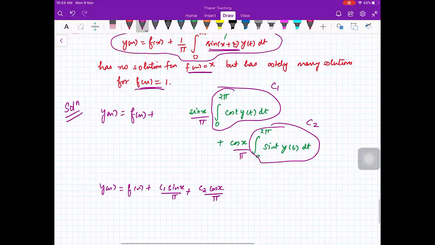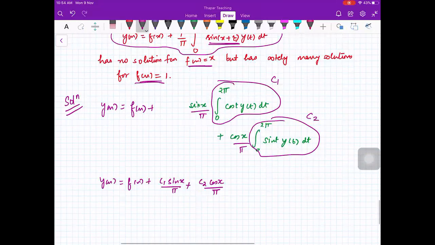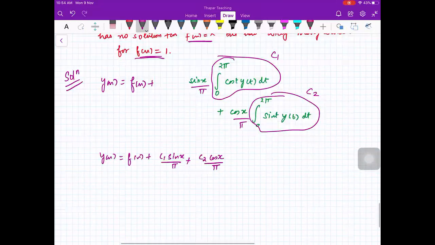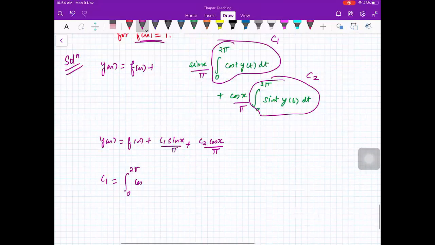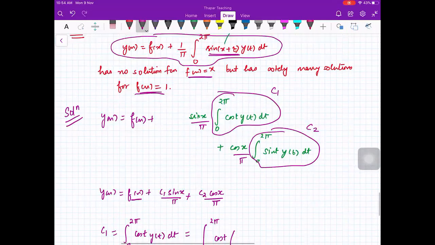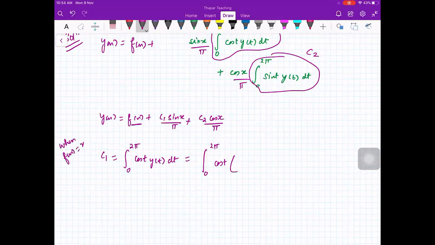Now you just again put the value back into C1. So C1 is the integral from 0 to 2 pi of cos t y(t) dt. Now, because we have to consider, first you take f of x is equal to x. Take when f of x is x. In that case, y(t) will be t here. So you have t plus C1 sin t upon pi plus C2 cos t upon pi, dt. Okay, you can do the integration. I'm just writing what you will get.